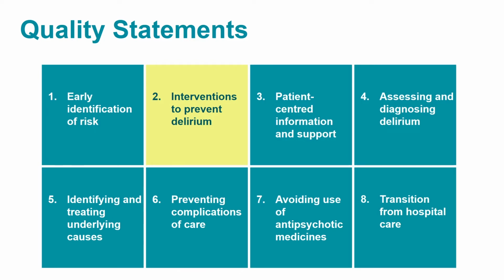So Statement 2 in the original standard was assessing delirium. The order was changed to more logically follow the patient pathway of care, so that you try and prevent it first, and then you involve the family, the person, and then you assess it when you suspect that somebody may have developed delirium. So interventions to prevent delirium, I'm sure the audience is aware of those, such as reviewing medicines, keeping a person hydrated, nourished, mobile, orientated, and awake at the right times, and having family and someone familiar with the person.